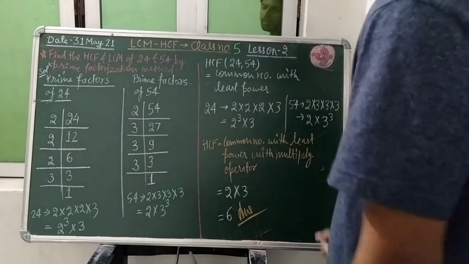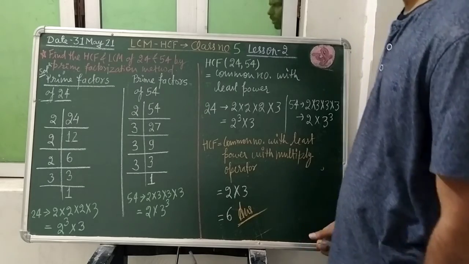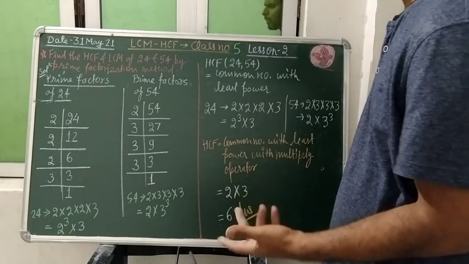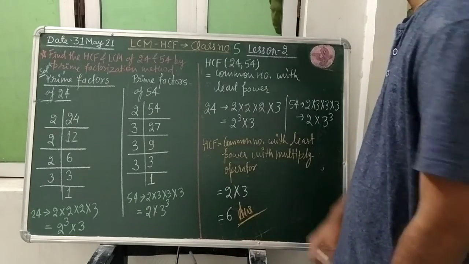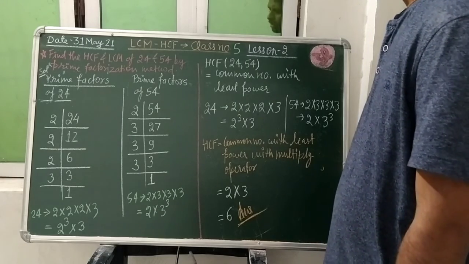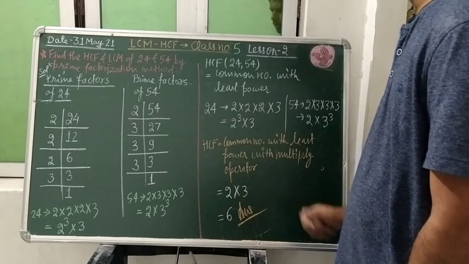So students, it was the first method, the prime factorization method of finding out the LCM and HCF. There are two methods, prime factorization method and division method. So the prime factorization method we have seen. Please repeat this twice and thrice and try to get what I want to say to you.